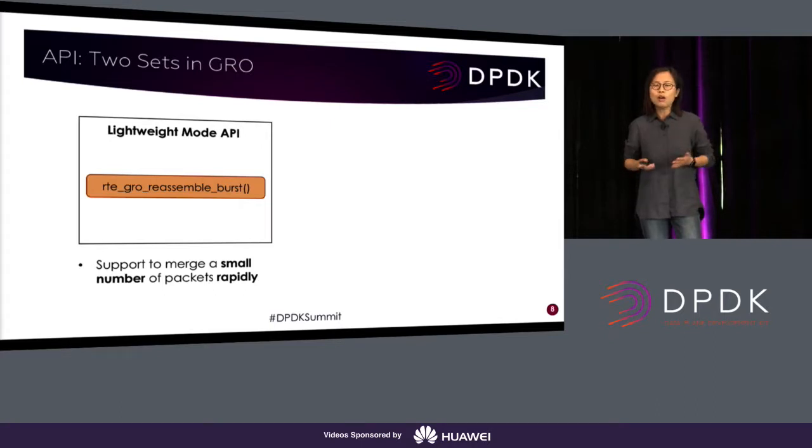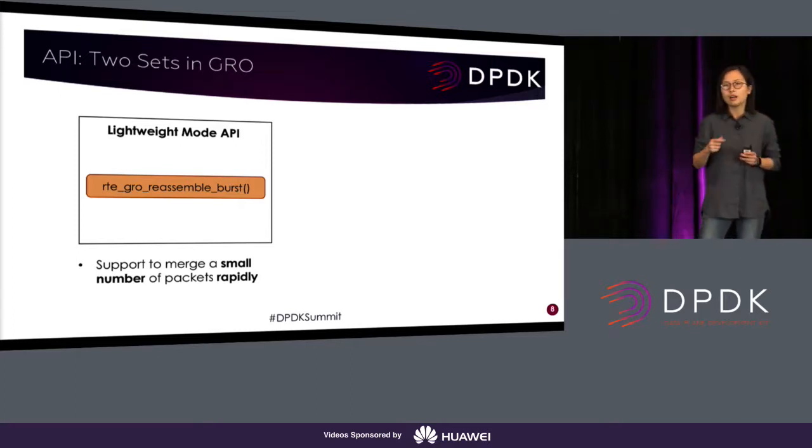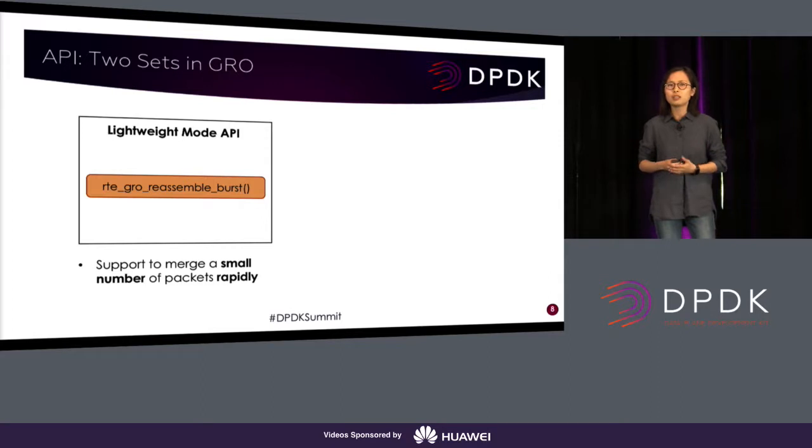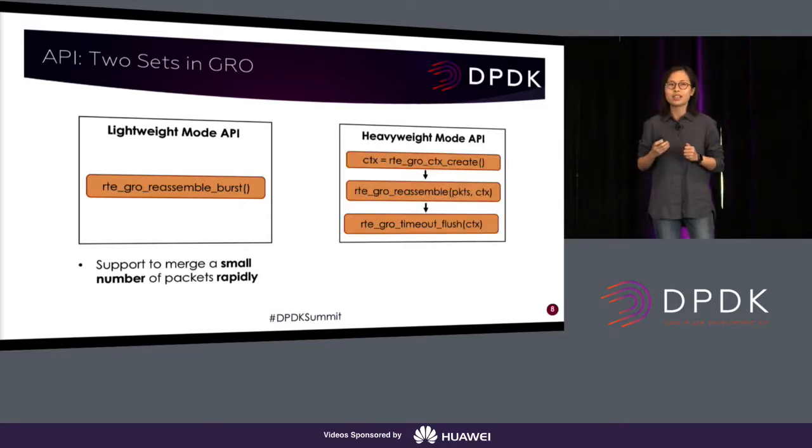For GRO, we provide 2 sets of API for different usage scenarios. This one is called the lightweight mode API, which was also mentioned in the previous slide. The purpose of providing this lightweight mode API is to enable applications to merge a small number of packets rapidly. Apart from this mode, we also provide a more complicated mode. It's called the heavyweight mode API.